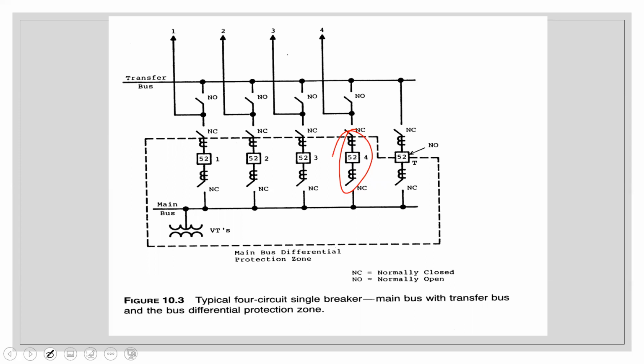What we will do, we close the tie breaker. So we'd close that. Now we have energized the transfer bus. Once you have energized the transfer bus, we then close that. So you now get power from the main bus, through the bus tie, through that, and up to 4. So if I take out bus breaker 4, that's how I'll get power to circuit 4.